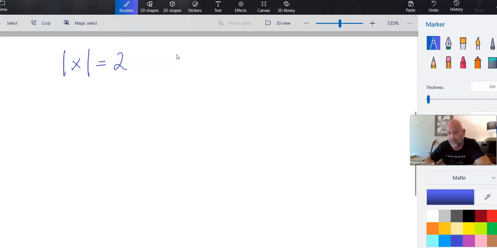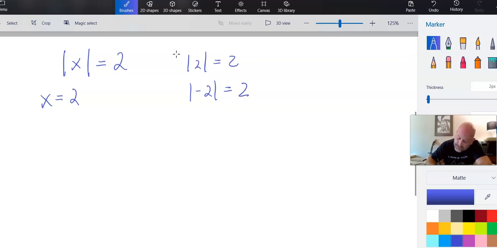I think most people jump straight to the answer 2, right? The absolute value of 2 is equal to 2. So that's good. That means x could equal 2. But isn't the absolute value of negative 2 also equal to 2? Which means that x could also be negative 2. So with these absolute values, most of them you get 2 answers from. There are actually 3 cases. You can get 2 answers, 1 answer, or 0 answers. Those are your 3 cases.